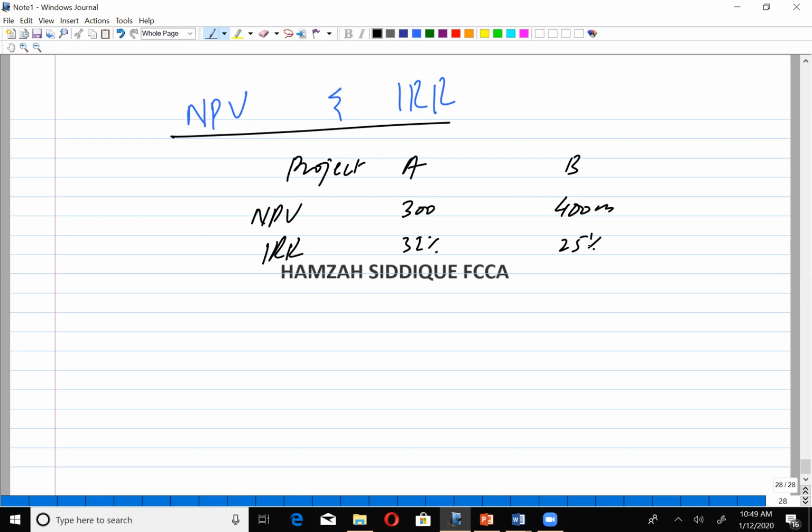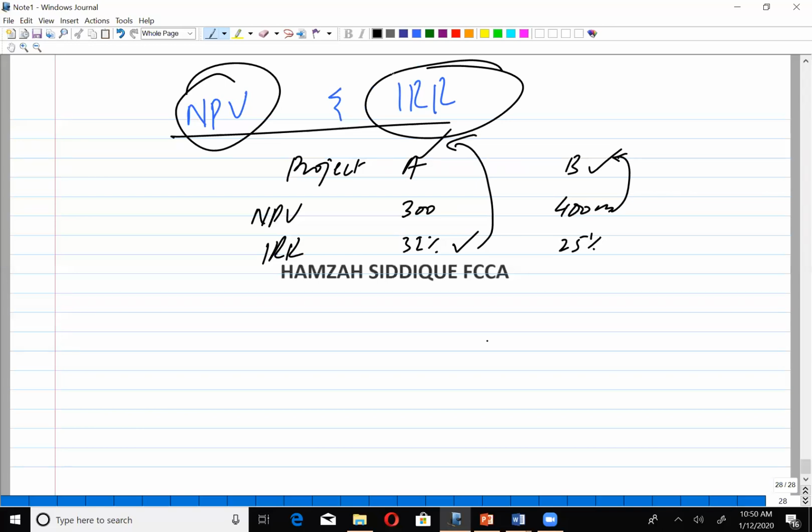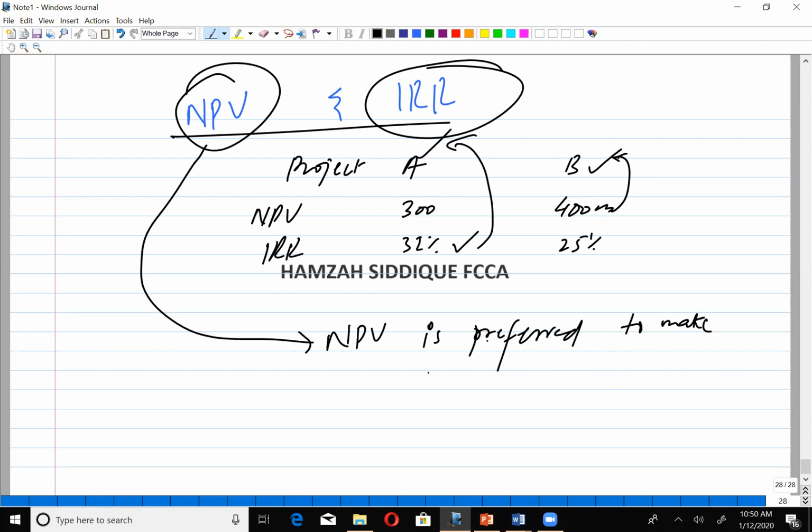Now, as per NPV, if we see, we should select project B. As per IRR, we should select project A, because NPV is dictating this and IRR is dictating that. Now, which project should be selected? Which method will be preferred? On which basis do we have to make a decision? That is NPV. NPV is preferred to make the decision. Why?